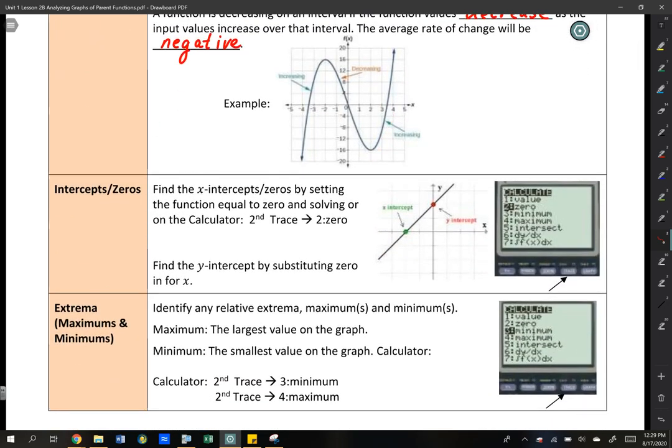Intercepts, also known as zeros. So we would find the x-intercepts by setting the function equal to 0 and solving it. Or you can use your calculator. You would go to second trace and you would look for the 0. Or we could be talking about the y-intercept, and in that case, you would substitute 0 in for x.